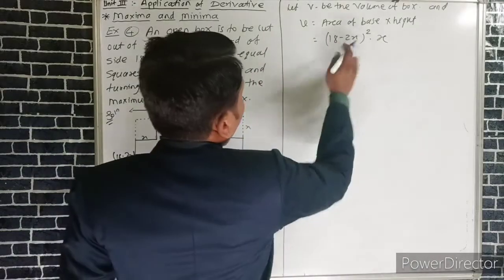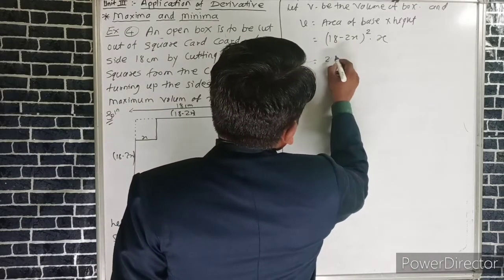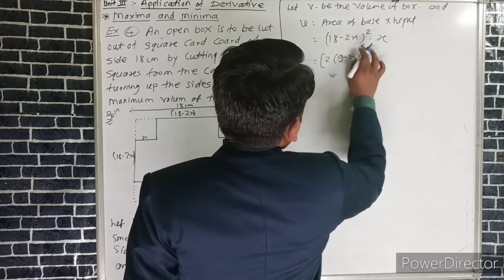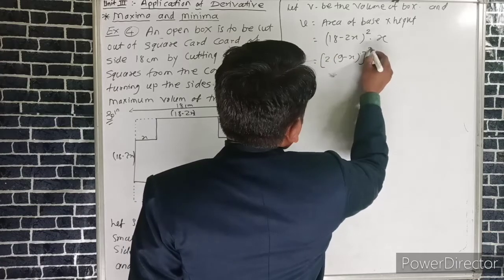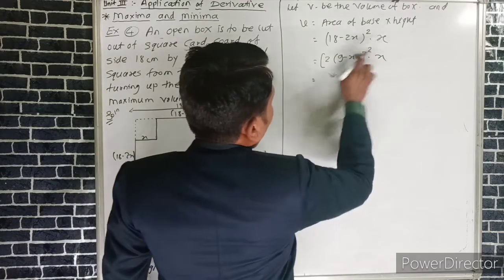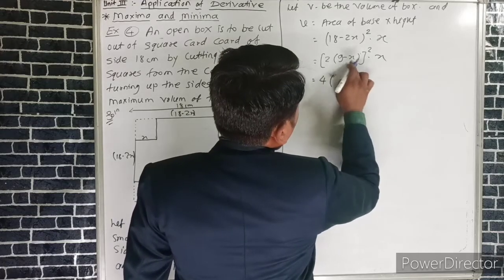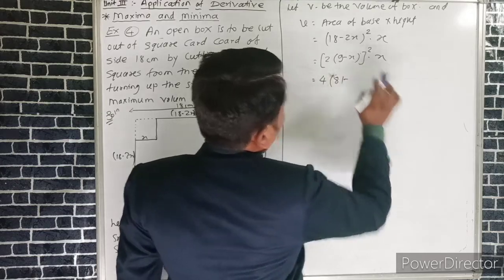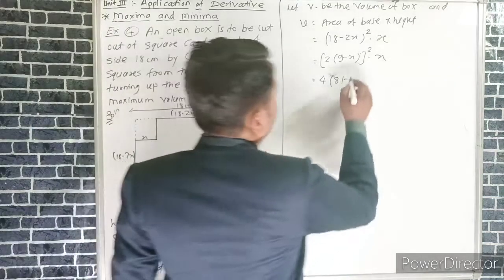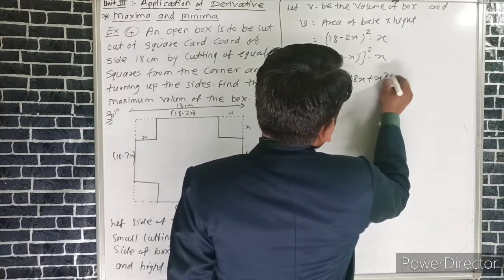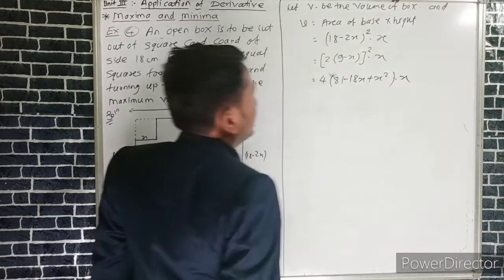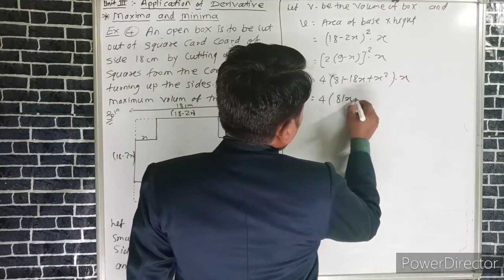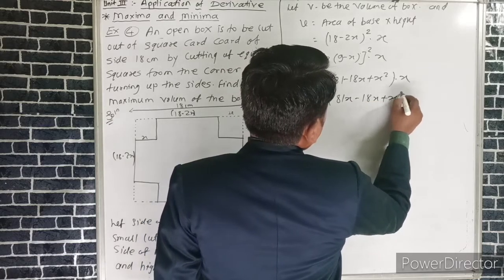If we take 2 common from both, we can write (9 minus x) whole square into x. Square of 2 is 4, into (9 minus x) whole square, which means square of 9 is 81, minus double of 9x, which is 18x, plus x square, into x. If you multiply this by x, we can write 4 into (81x minus 18x square plus x cube).